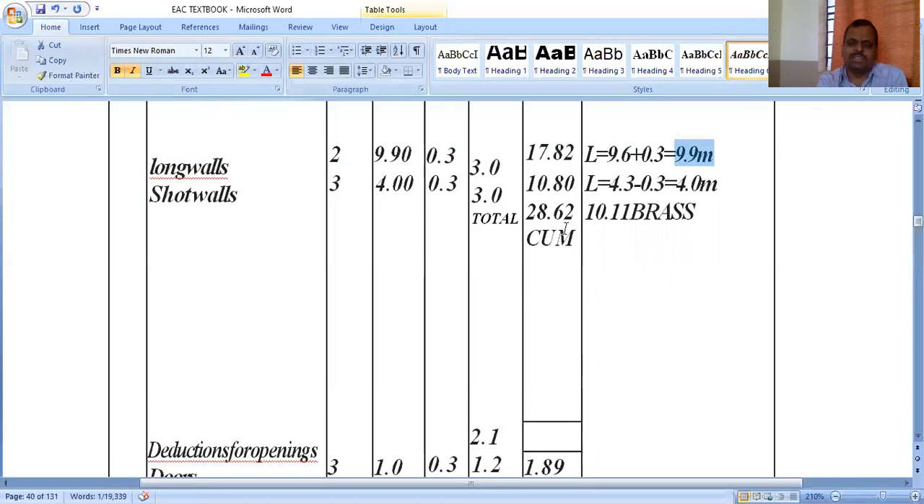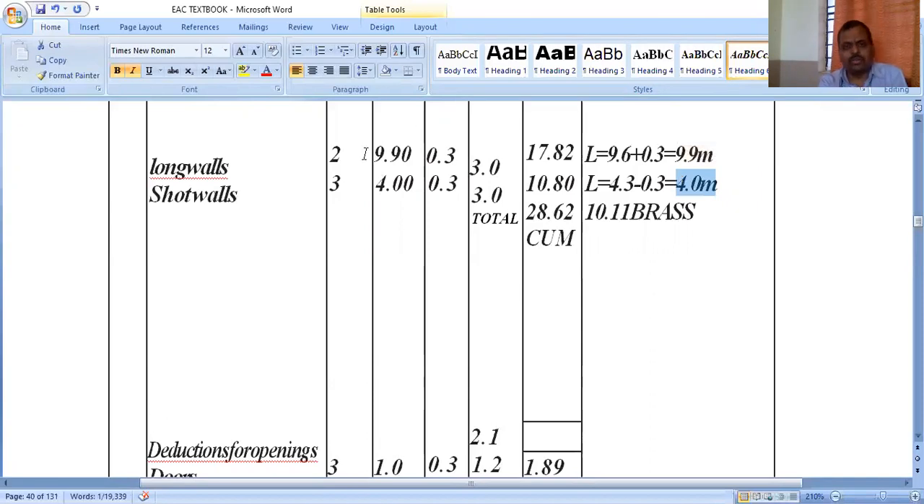In the same manner, we are going to calculate the length of the short wall. The formula for the length of the short wall is center to center distance minus 1 width of the item. Here I have taken the center to center distance as 4.3 meter. Secondly, the width of the item, that is the width of the brickwork, is 0.3 meter, and the length of the short wall is 4 meter.